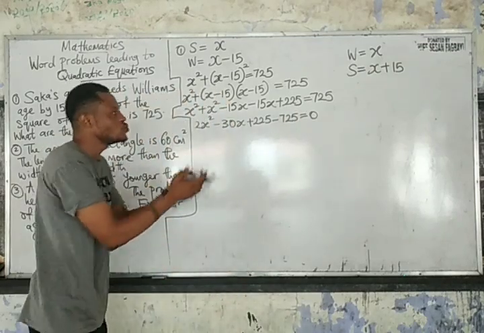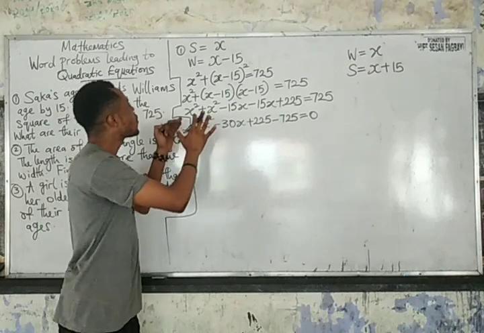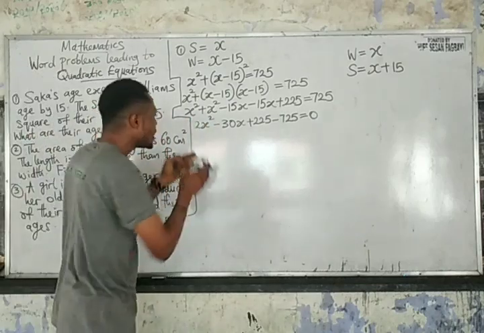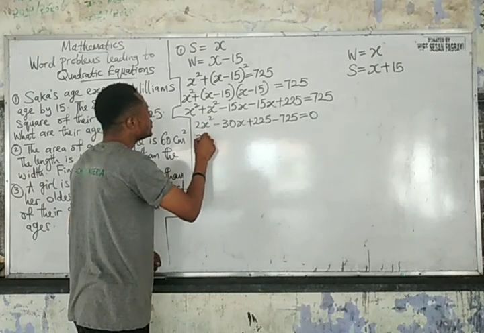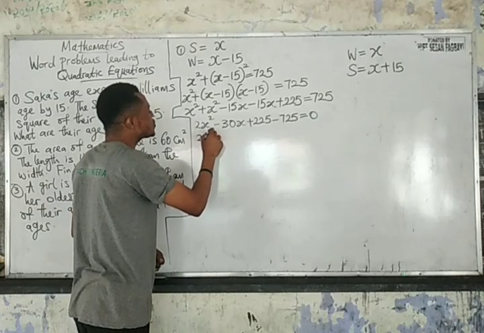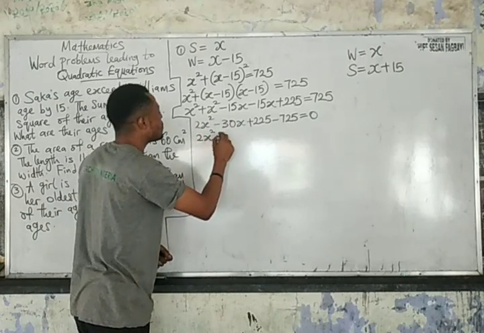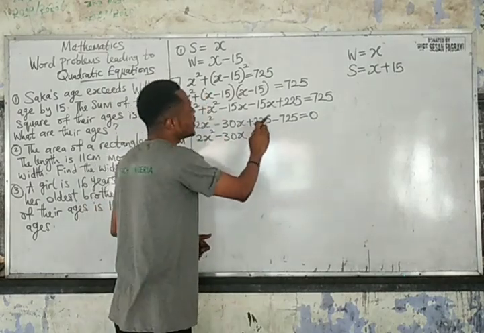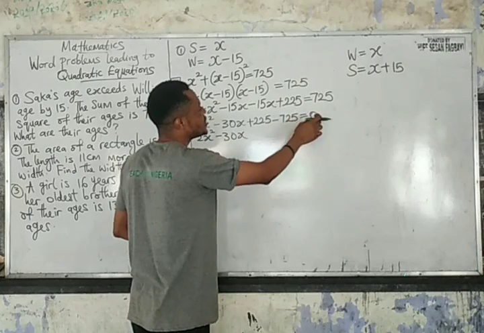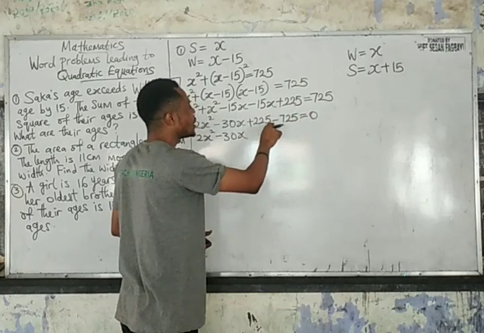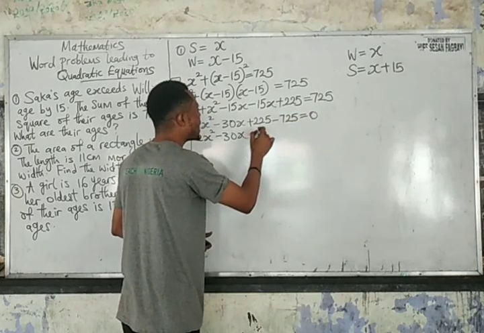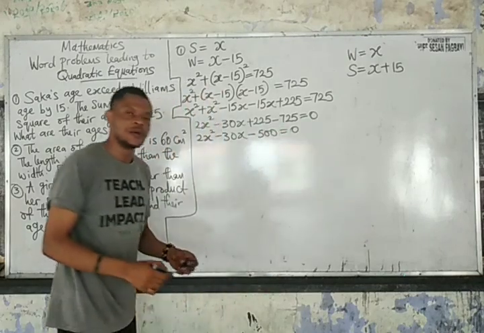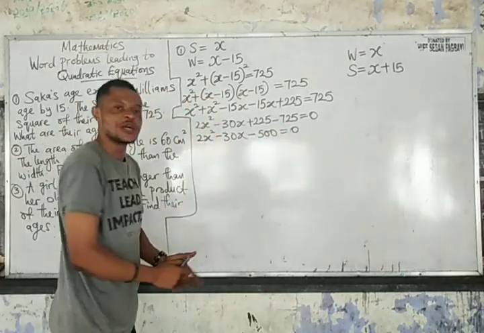So what we are trying to do here is to convert these words into a quadratic equation, and we are getting closer to it. So 2x squared, this is just minus 30x. When we sum this together, 225 minus 725 will give minus 500, all to give us 0. Yes, the quadratic equation is set here.